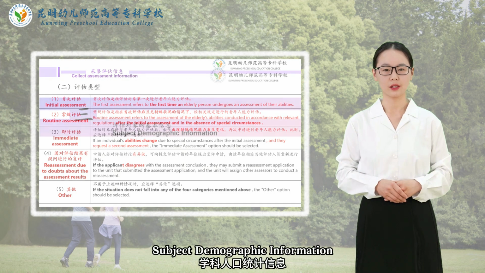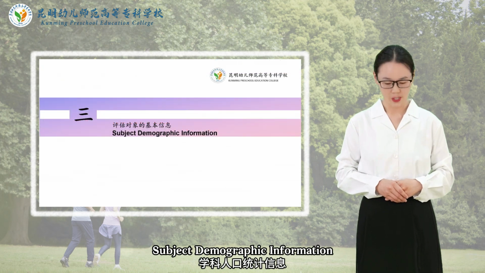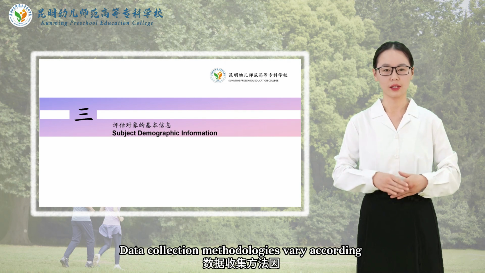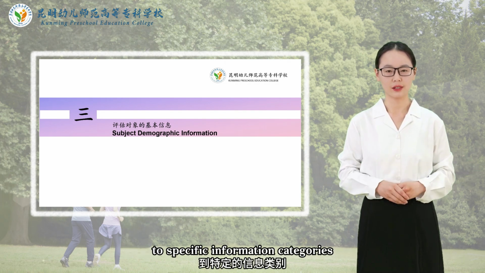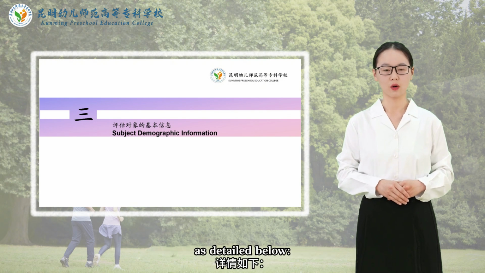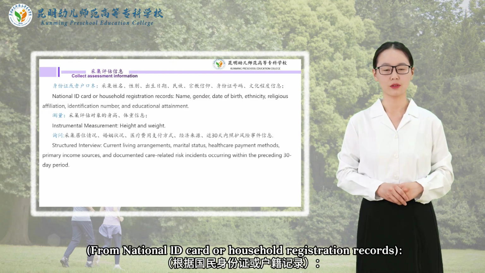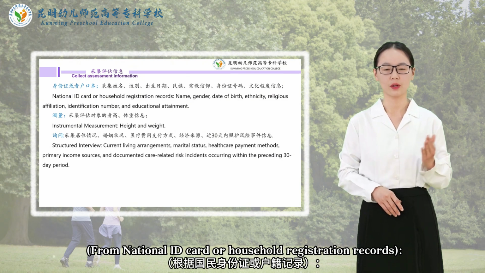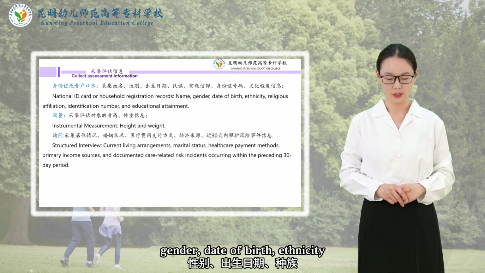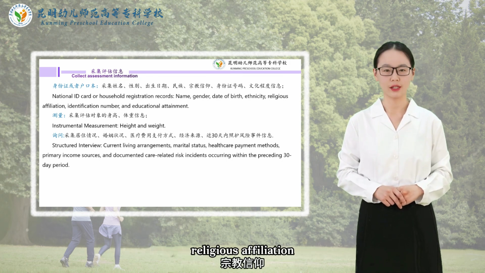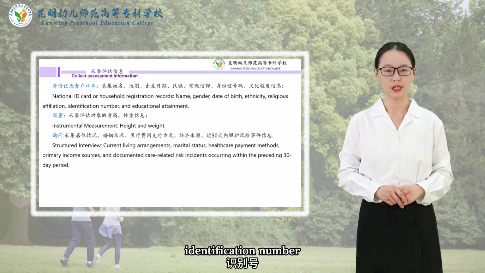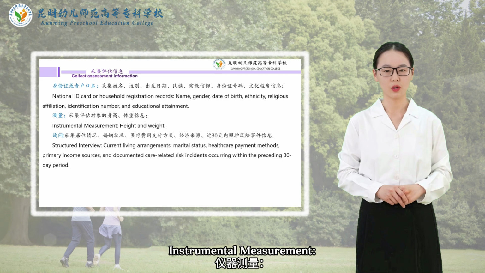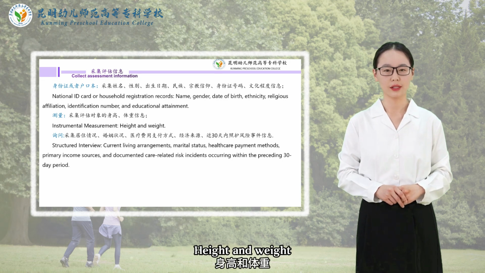Part 3. Subject demographic information. Data collection methodologies vary according to specific information categories as detailed below. Official documentation from National ID Card or household registration records: name, gender, date of birth, ethnicity, religious affiliation, identification number, and educational attainment. Instrumental measurement: height and weight.